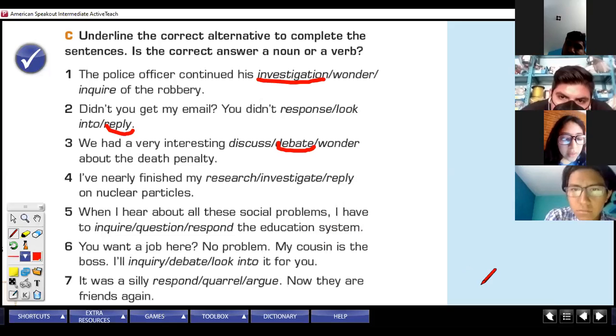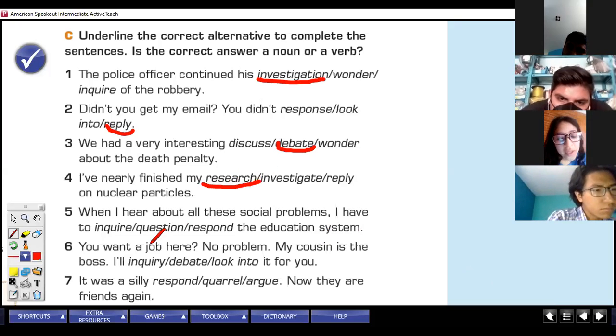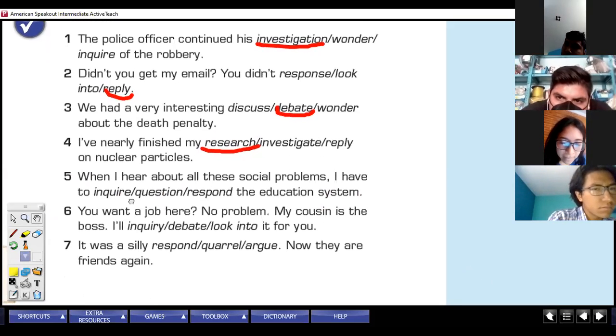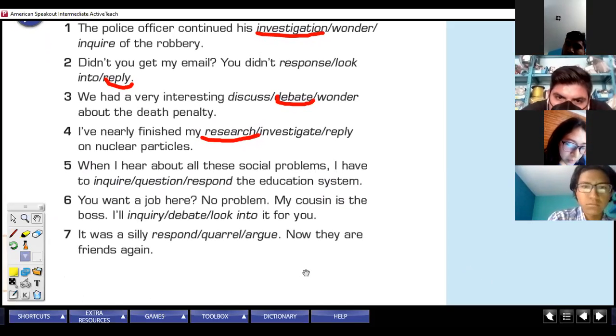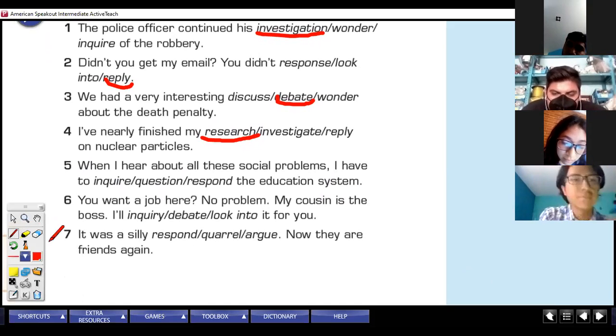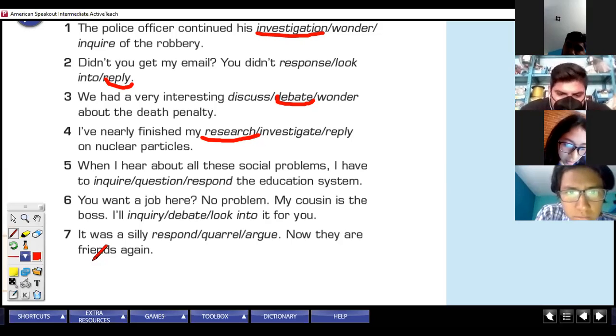I've nearly finished my research. Research, yes. That is a noun on nuclear particles. Continue, number 5, please. Particles. When I hear about these social problems, I have to the education system. Question? I have to question.